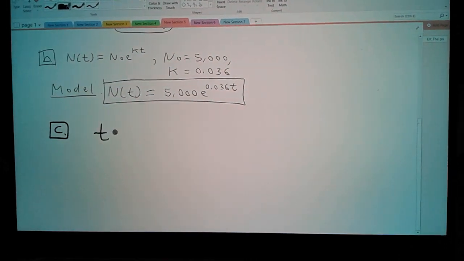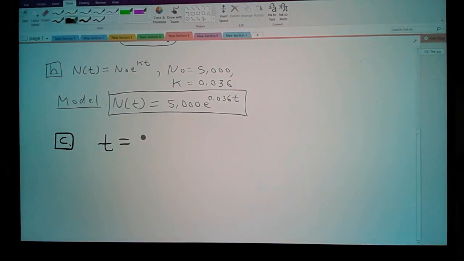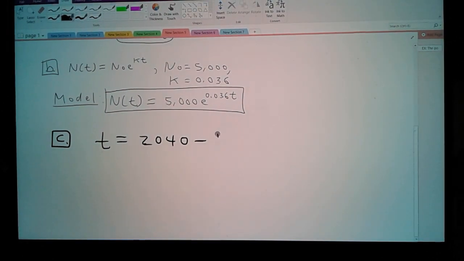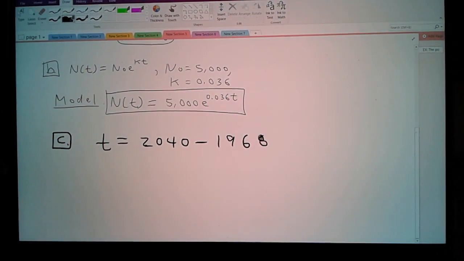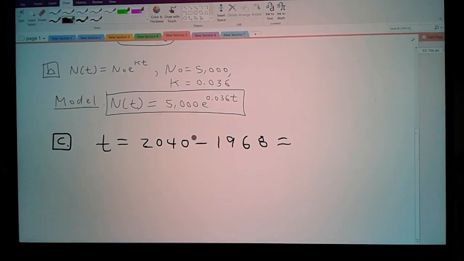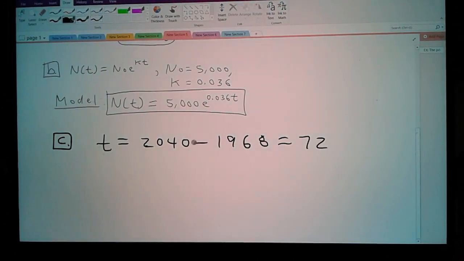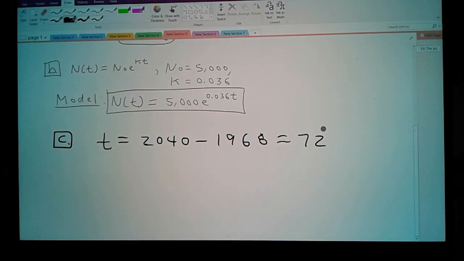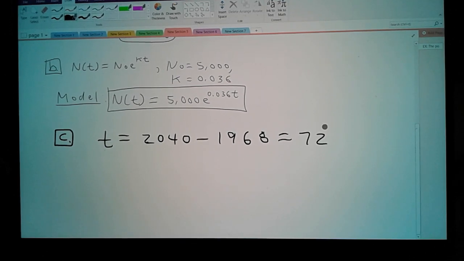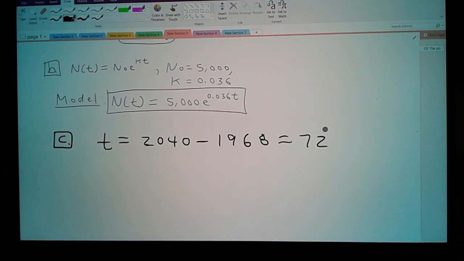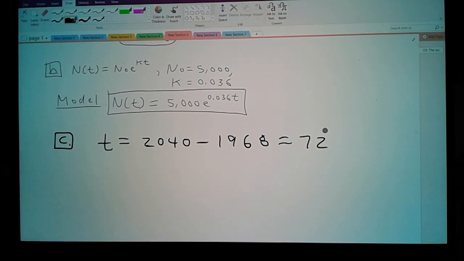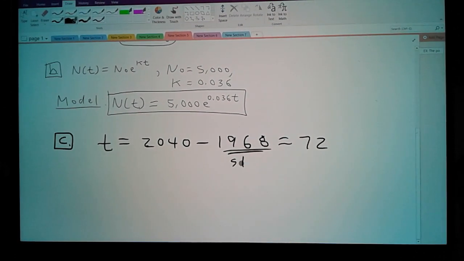So the time is going to be 2040 minus 1968. How much time has passed since 1968? Well, 72 years, right? So 2040 minus 1968 is 72. So people born in 1968 are going to be 72 years old by then. I'll be 56 approximately. But yeah, this is like our starting point here, our reference.